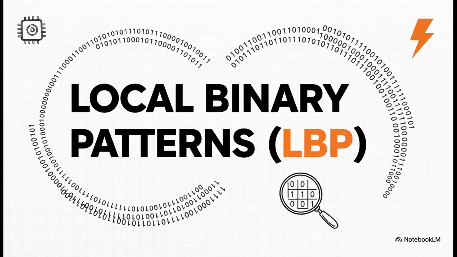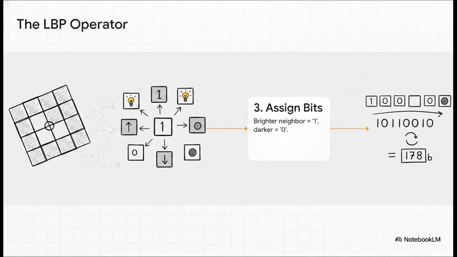Now, the co-occurrence matrix is really powerful, but it can be a bit of a heavy lift for a computer. So let's look at another absolutely fascinating and super efficient method for describing texture on a local level. It's called local binary patterns, or LBP. The logic here is just so simple and elegant.